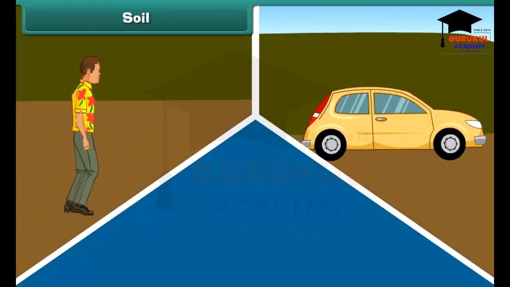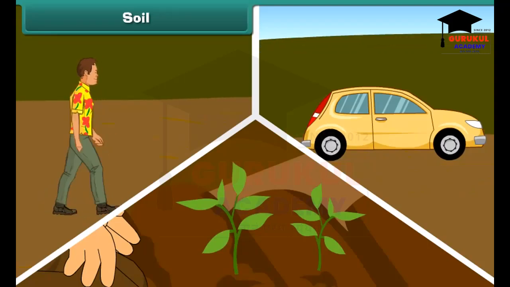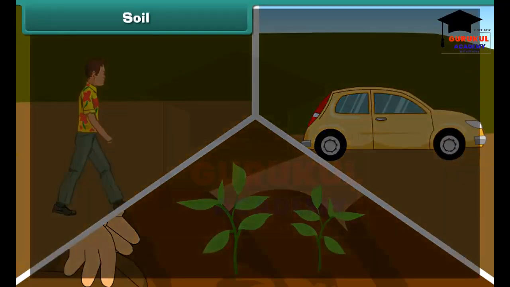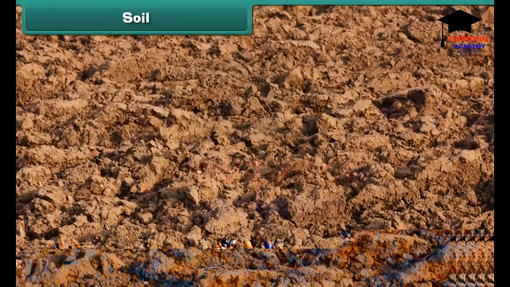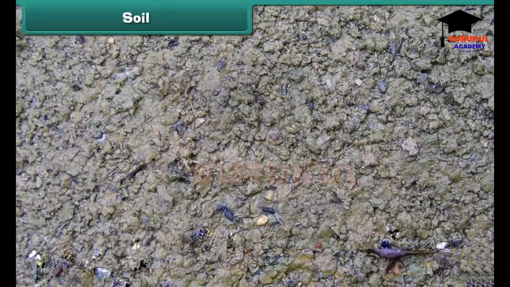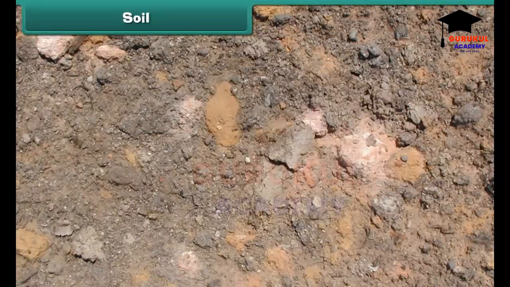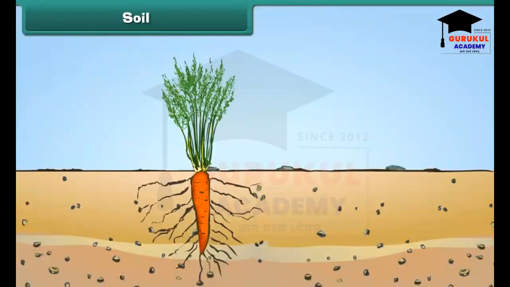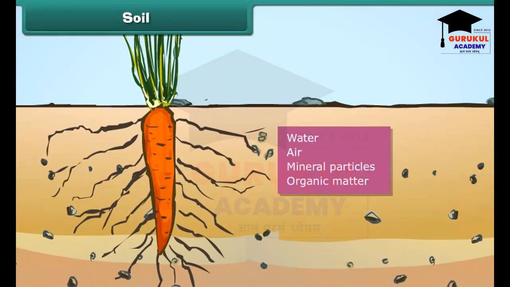It is everywhere. We walk on it, we drive on it, and we grow plants on it, and so on. Wondering what it is? It is soil. Soil is the uppermost layer of the earth's surface. It consists of a mixture of rock, finely ground into powder, water, air, minerals, and a variety of living and dead life forms. It serves as a natural medium for growth of plants. Most soils contain 4 basic components: water, air, mineral particles, and organic matter.